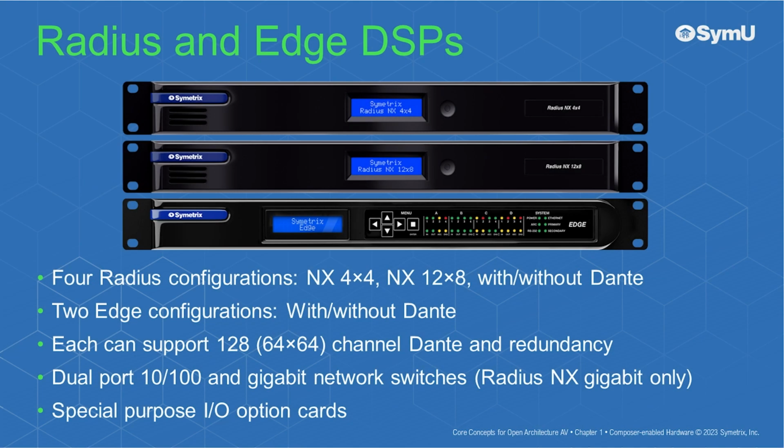Radius NX 4x4, Radius NX 12x8, and Edge DSPs are unique in several respects. All three products support 128-channel Dante redundancy. They're equipped with dual-port, 10 to 100 gigabit network switches. Note that the Radius NX is gigabit only. Also note that they both accept special-purpose input-output option cards.